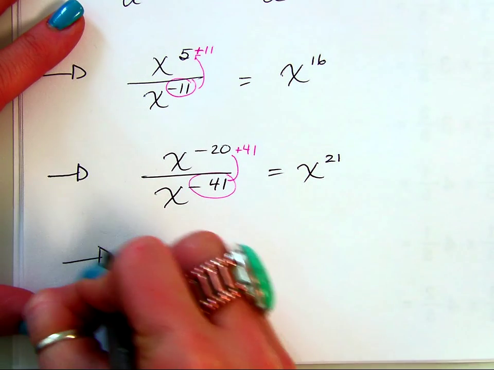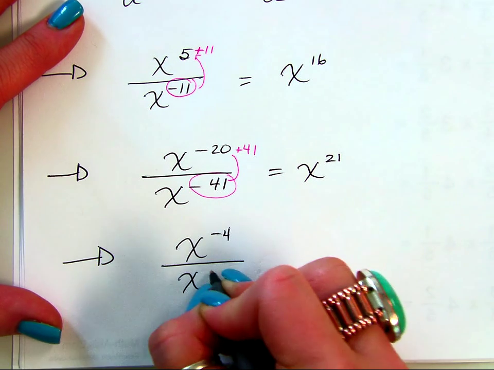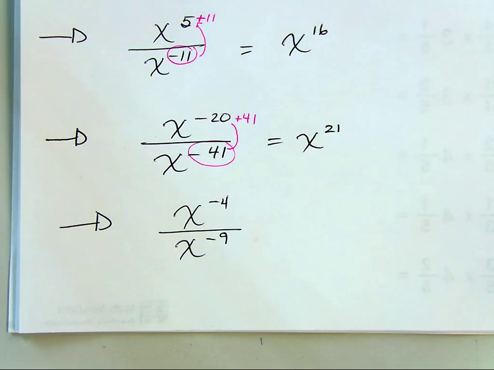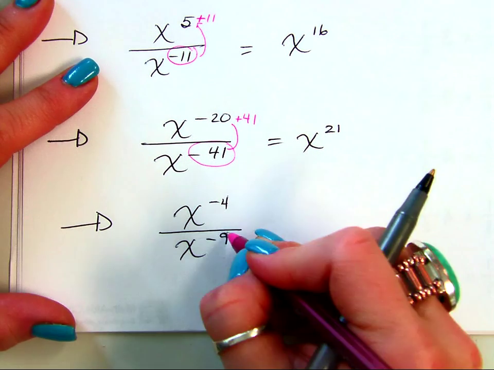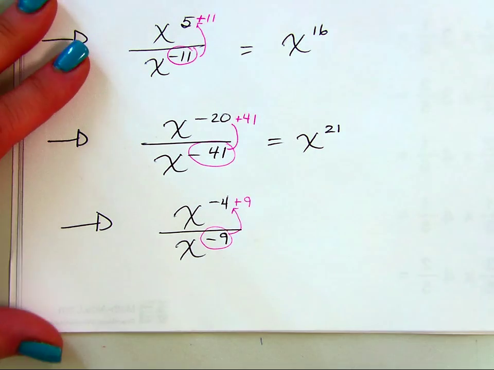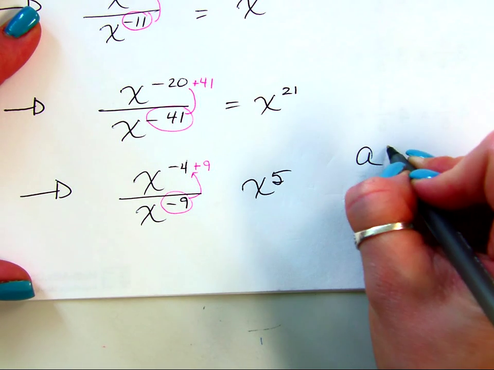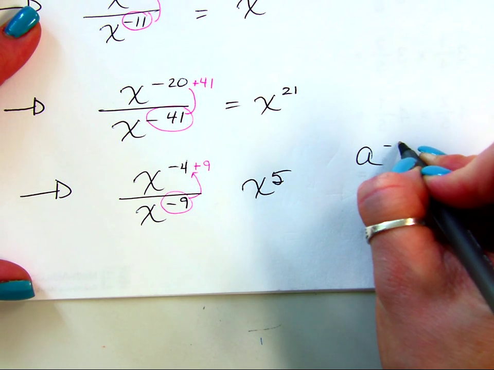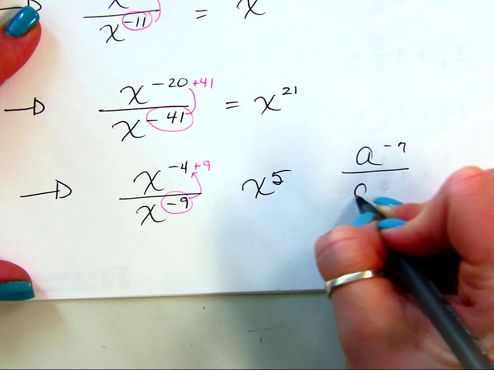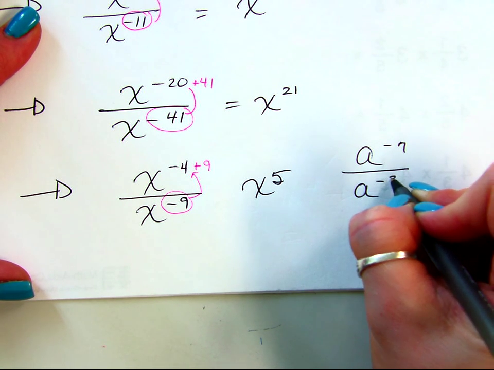What if I had x to the negative 4th divided by x to the negative 9th? So this is going to come up here and get added, right? So this is actually x to the 5th. How about this one? A to the negative 7th divided by a to the negative 3rd. Okay, go ahead and try that one on your own.